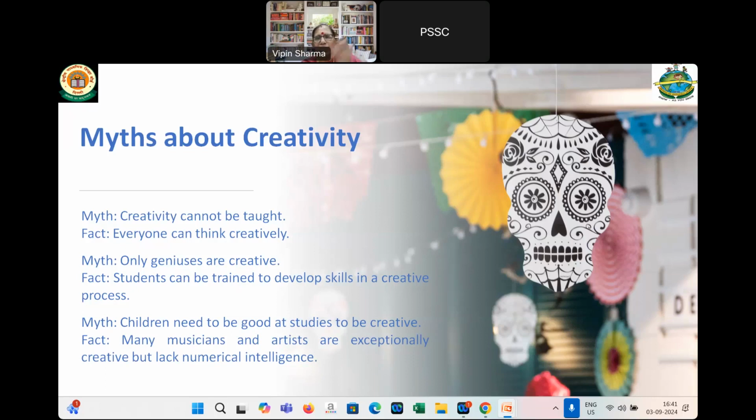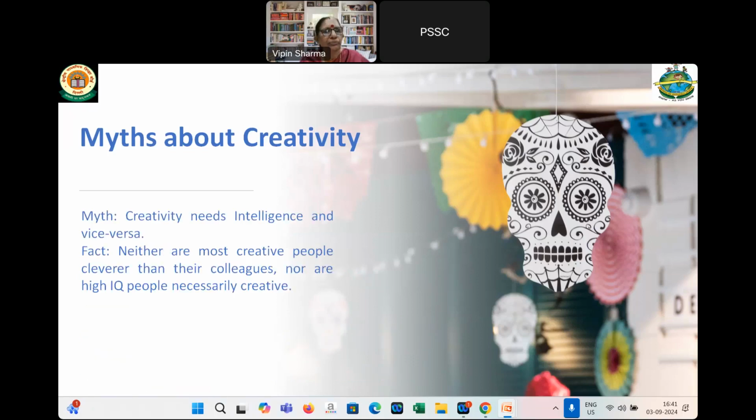Someone said also, madam, uska tap karna hai cognitive. Yes, you need to do that. Many innovations have been led by school dropouts. Okay, aisa nahi hai ki dropouts are bad. No, they are intelligent. Log kehte hain aisa. Okay, but neither are most creative people cleverer than colleagues, nor are high IQ people necessarily creative. There is an emerging concept of multiple intelligence.